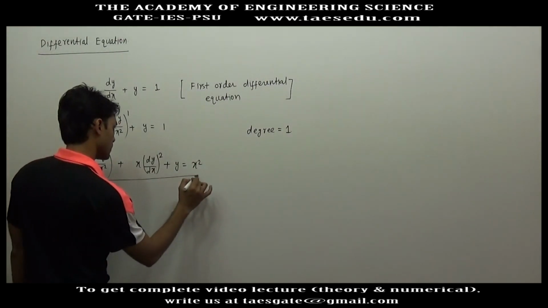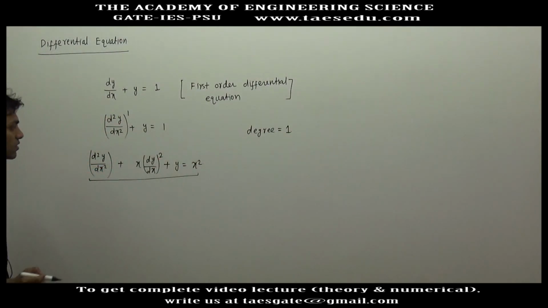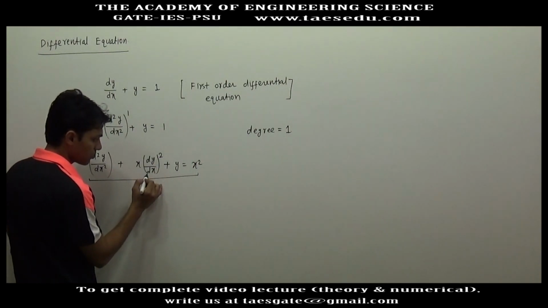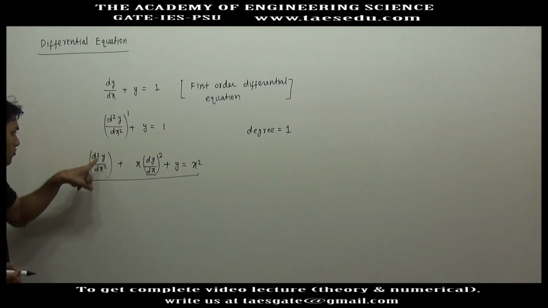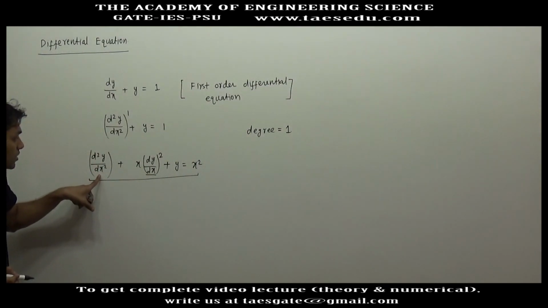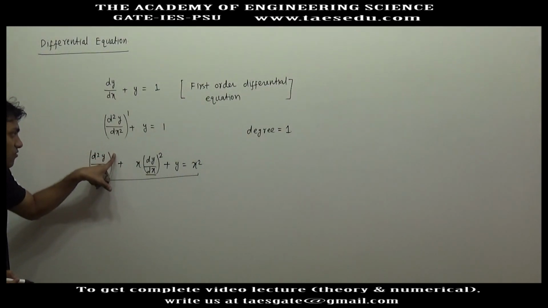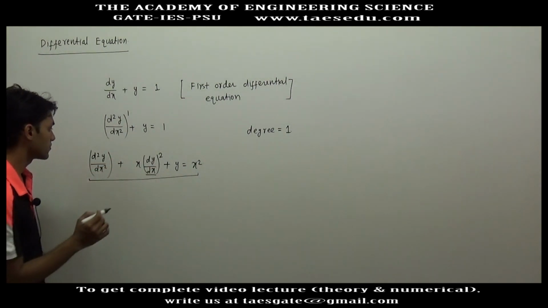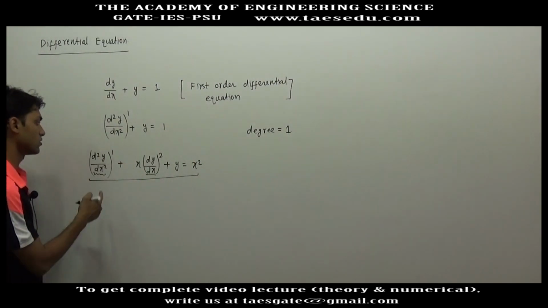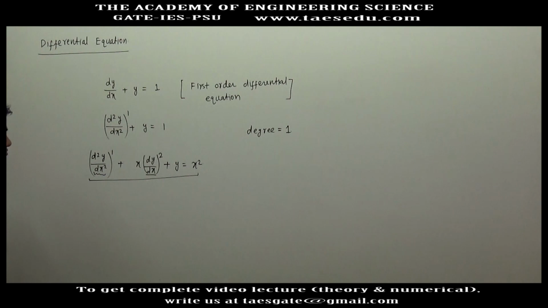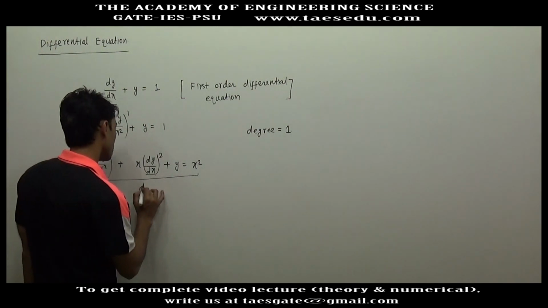What will be the degree of this differential equation? The power of dy by dx is 2 and the power of d2y by dx square, the second derivative, is 1. So here the degree will not be 2 because we have to see the power of the highest derivative of y. The power of the highest derivative of y is 1. So here also we will have degree equal to 1.